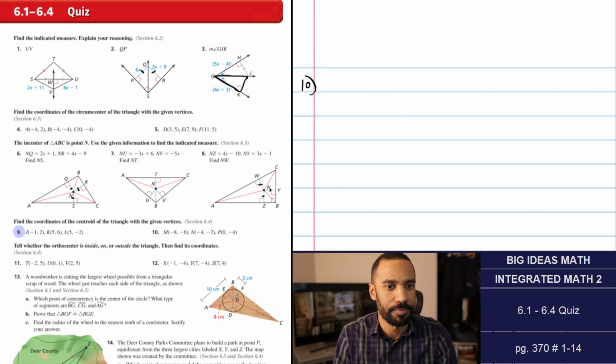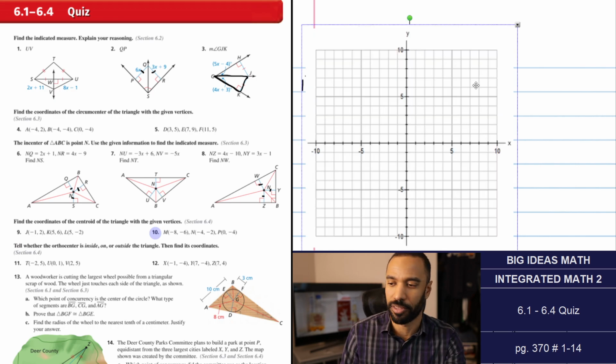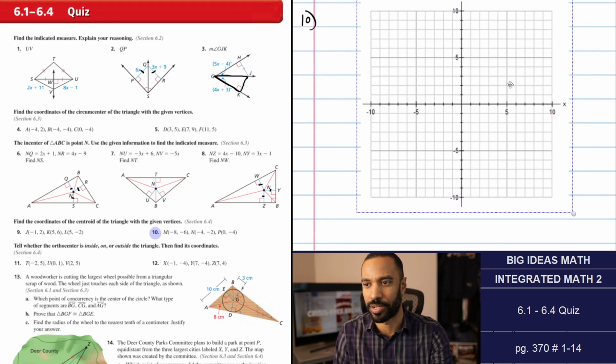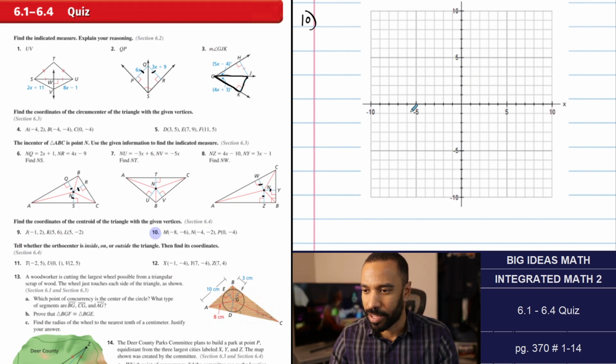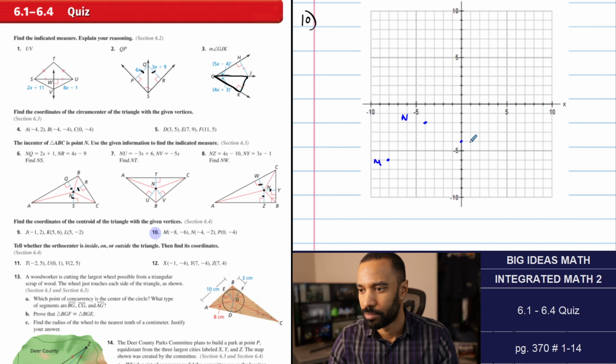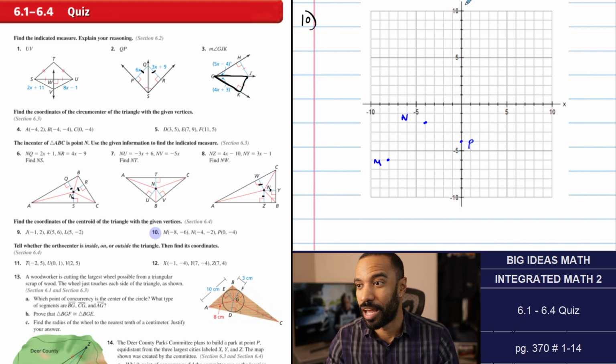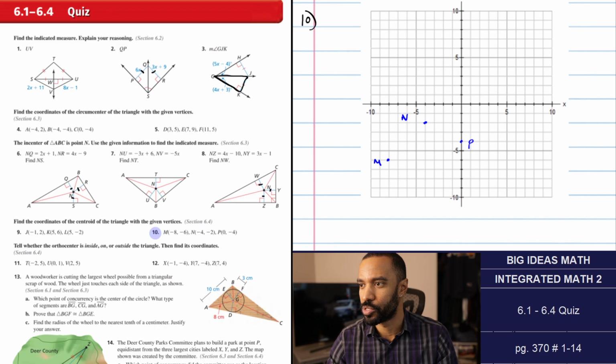So let's look at number 10. M, N, and P. It looks like here they're using different letters, and it looks like we're a lot in the third quadrant. So M is at -8, -6. N is at -4, -2. And P is at 0, -4. Could it be a right triangle? It might be a hair obtuse. We will find out.